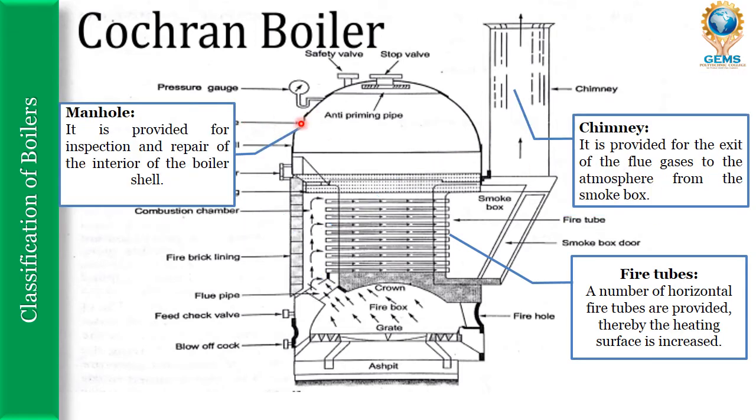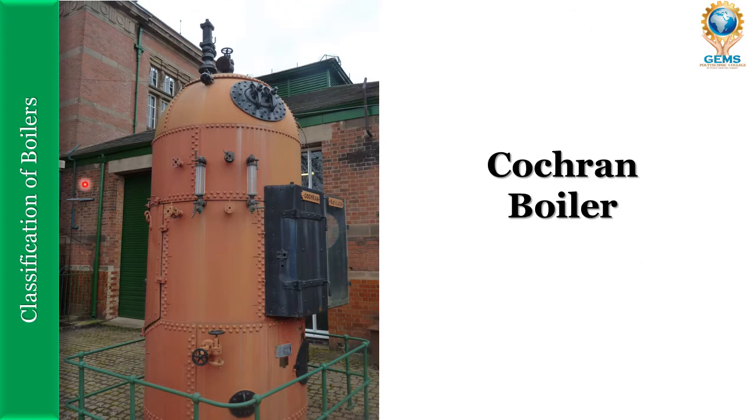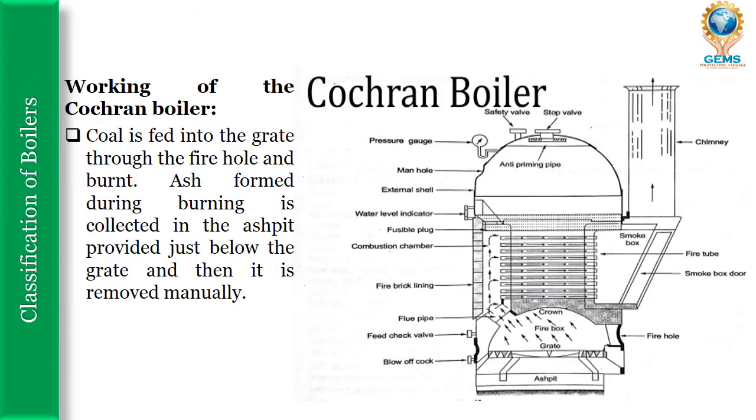Next, this is the manhole, a small opening. It is provided for inspection and repair of the interior of the boiler shell. And this is the chimney. It is provided for the exit of the flue gases to the atmosphere from the smoke box. And these are again the fire tubes. And this is how the actual Cochran boiler looks.